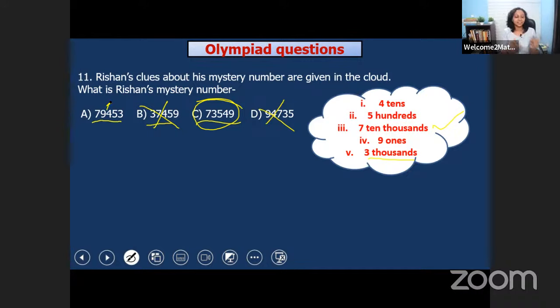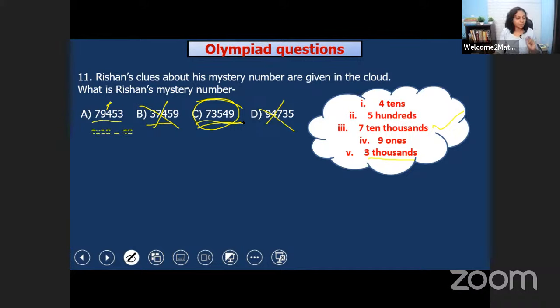In the 1000s place, there is 9, but here is 3. So our answer is C. Now I will show you the full process. Okay, what do you have to do? First, you have 4 tens. We got our answer already, it is C. And now let's see the full way.